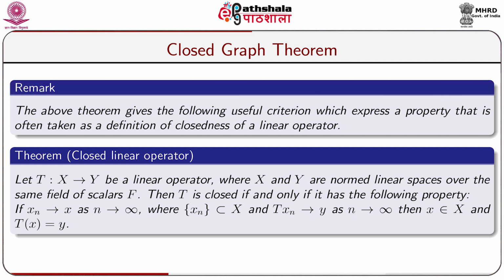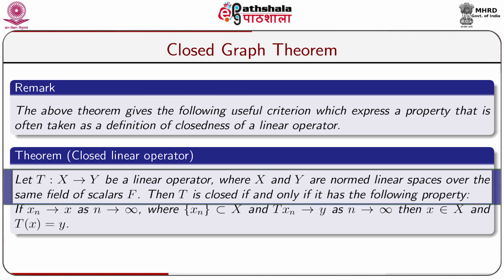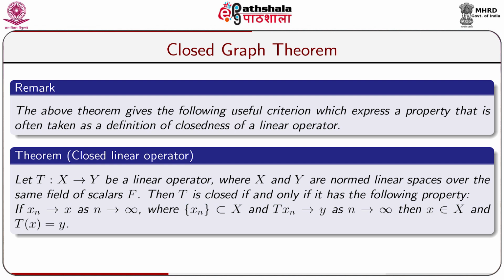Now, we put a definition of a closed linear operator, and this definition can be obtained by a theorem. Let T from X to Y be a linear operator, where capital X and capital Y are normed linear spaces over the same field of scalars capital F. Then T is closed if and only if it has the following property: if x_n goes to x as n tends to infinity, where the sequence x_n belongs to capital X, and Tx_n goes to y as n tends to infinity, then x belongs to capital X and Tx is equal to y.